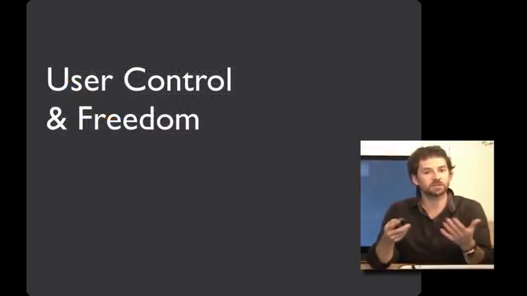Our third heuristic is user control and freedom, and this is going to encompass a number of things, like exits for mistaken choices, the ability to undo and redo, not forcing people down fixed paths. I think of this heuristic as being about making sure that the amount of control and freedom is appropriate for the users and appropriate for the tasks.